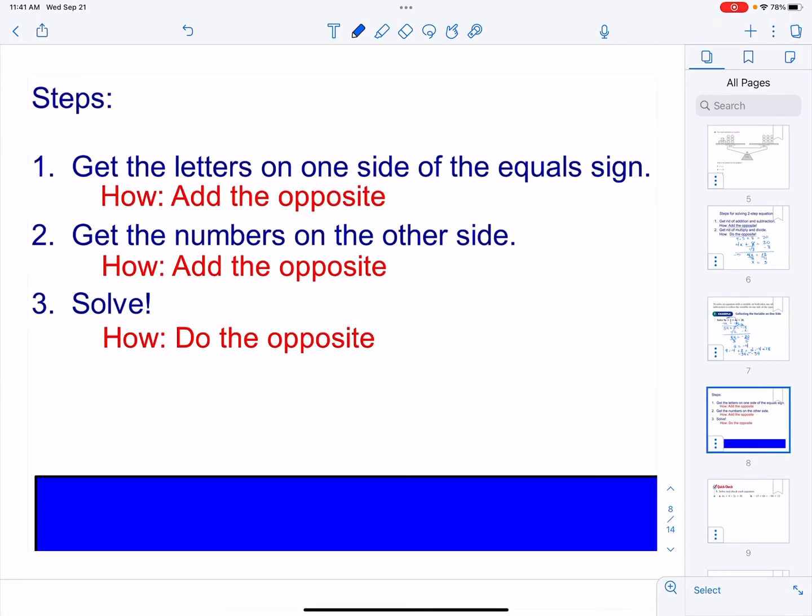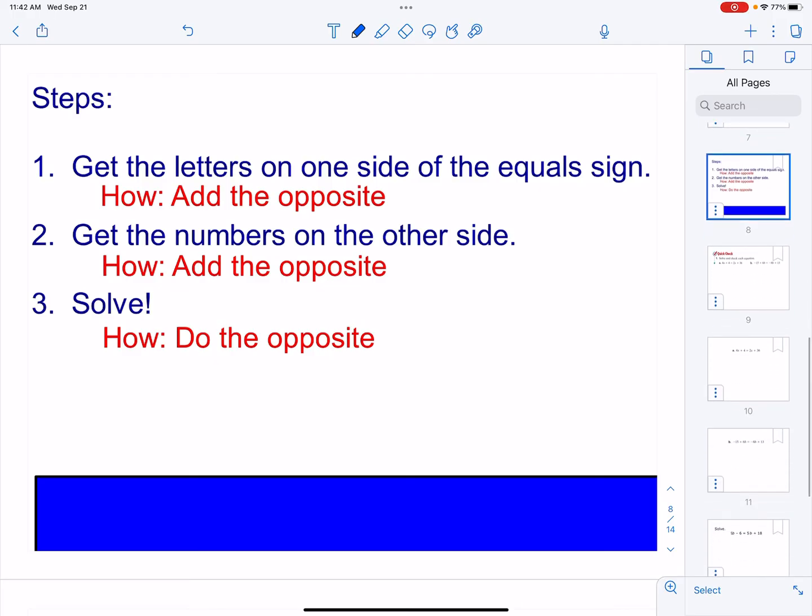So there's 3 basic steps that we're going to follow when we're solving equations with variables on both sides. We're going to first get the letters on one side of the equal sign, and we do that by adding the opposite. Then we're going to get our numbers on the other side, and we're going to do that by adding its opposite. Now, it does not matter which order you do those in, whether you do the letters first or the numbers first, as long as you get all the letters on one side, all the numbers on the other side, and then you do one multiply or divide problem. You solve for x, or whatever letter it happens to be, and you do the opposite.